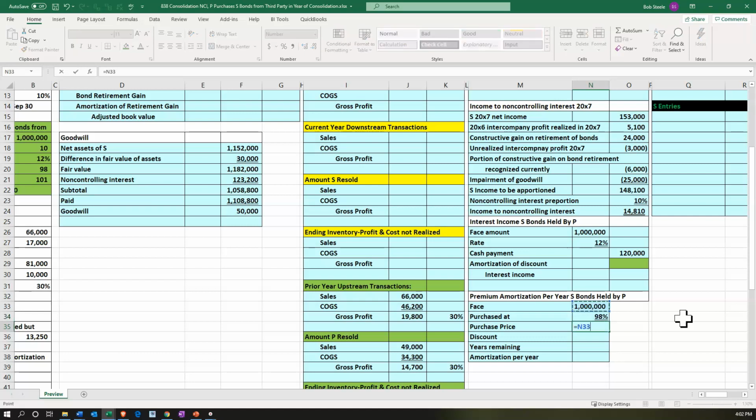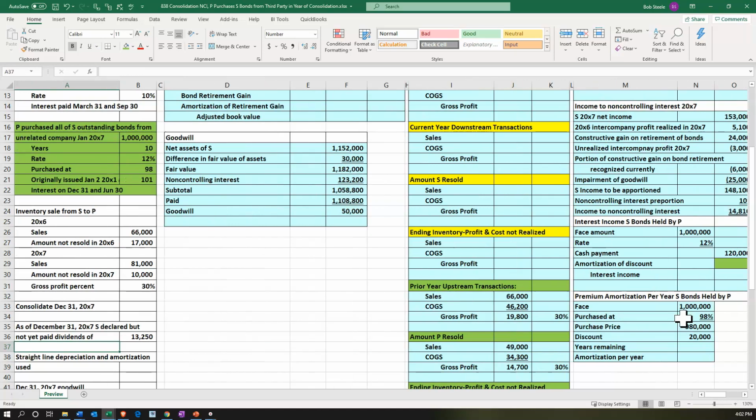And we're going to take the 1 million times the 98%. So the purchase price then is going to be the 980,000. So the full amount of the discount at the point in time of the purchase was the 20,000. And then the years that are remaining, there's going to be 4 years remaining, I believe, right?